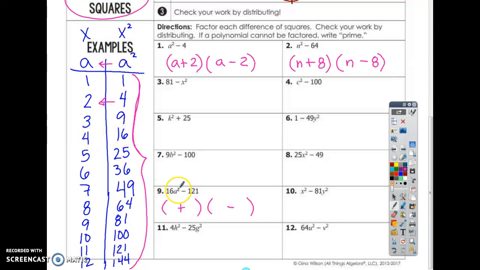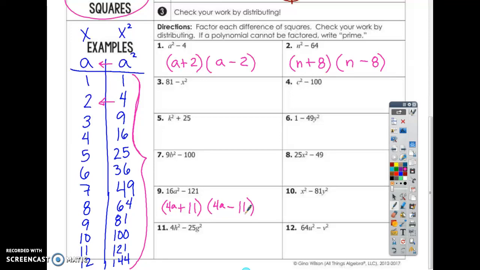And it has an a squared, so what's the square root of a squared? A. So one of them is going to have 4a, the other one's going to have 4a. What's the square root of 121? 11. So one has 11, the other one has 11. Done.